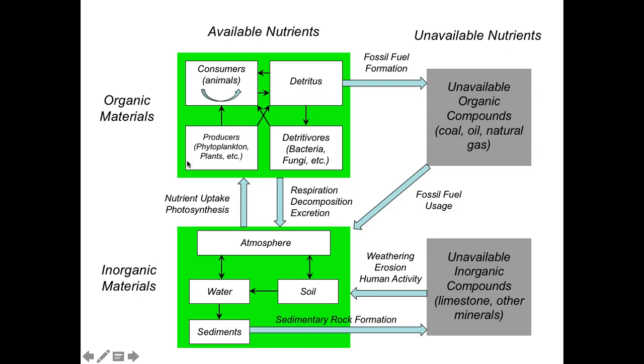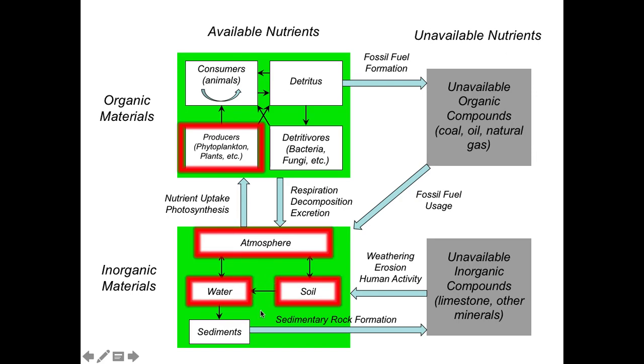So we start here with primary producers. Primary producers are essentially the base for all of these cycles. They're the only component which is fixing atmospheric CO2, bringing CO2 from available inorganic into an available organic form.